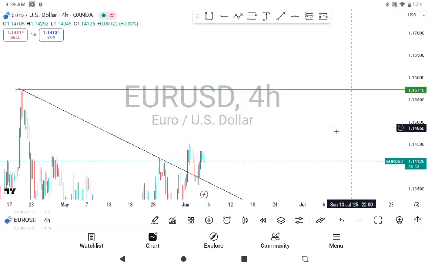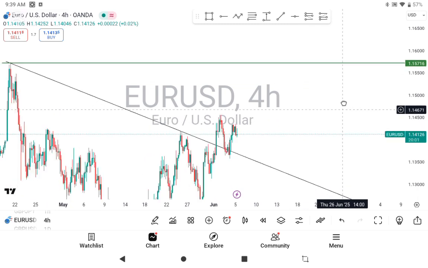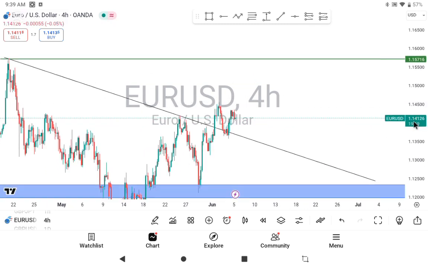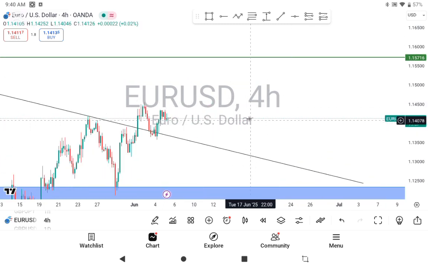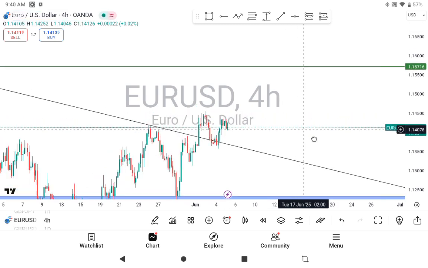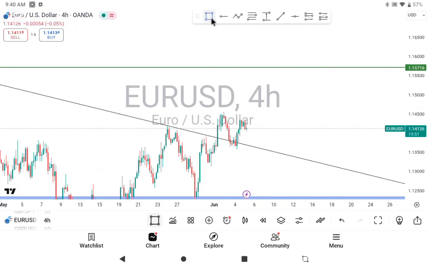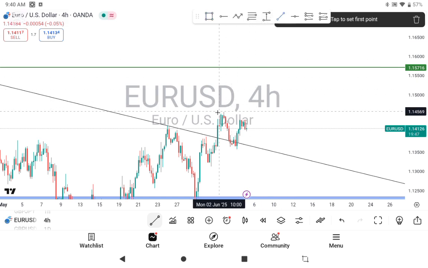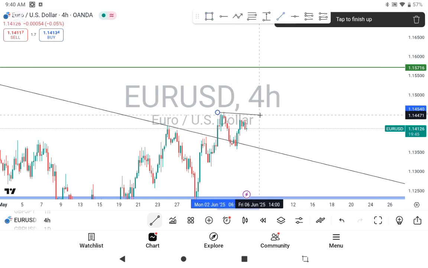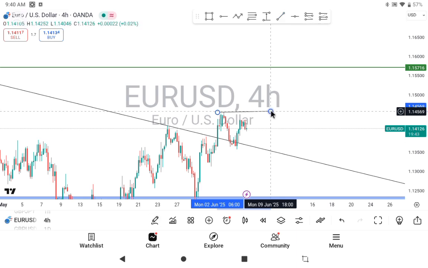So right now, I will be looking for what? More buy opportunity on Euro USD. But also right here, I'm kind of looking at this level right here. I will have to see what this market might likely do.